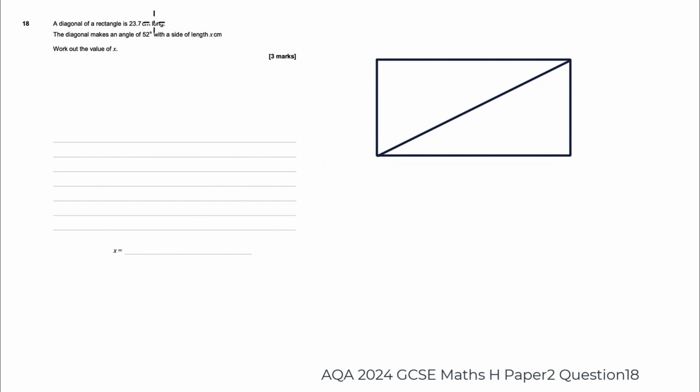So the diagonal has length 23.7 centimetres. And it makes an angle of 52 degrees. Well, let's choose this angle because this one looks less than 45. This is more than 45. So let's say this is the 52 degree angle.